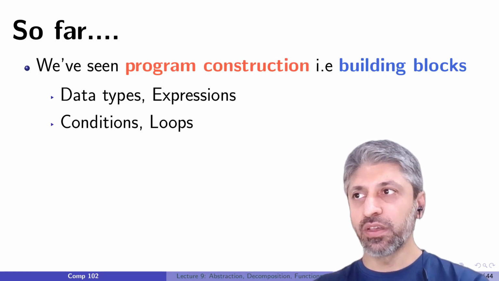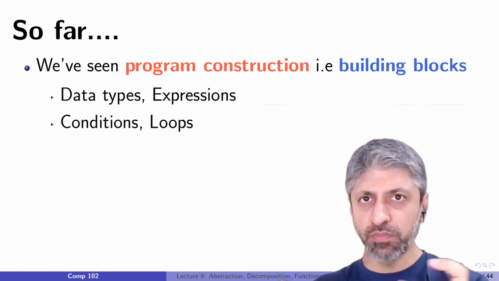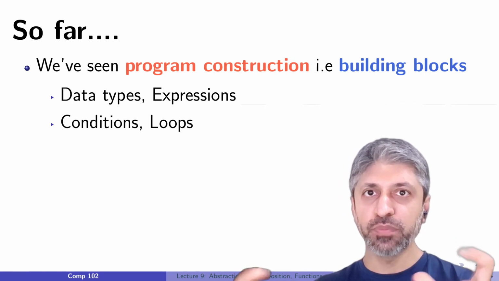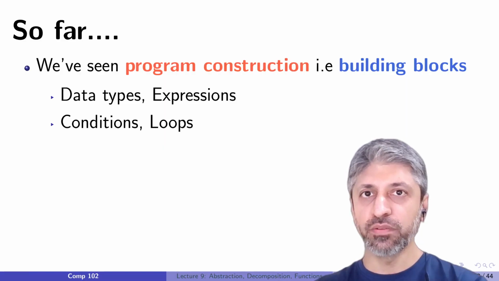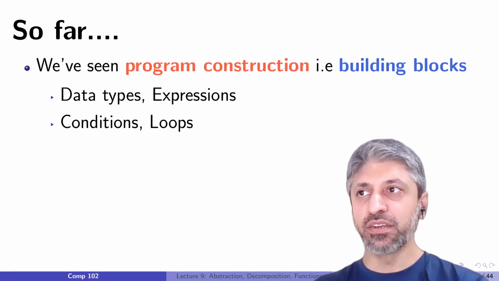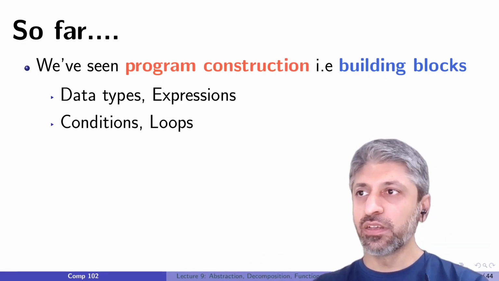For example, if you take data types, numbers for example, you can combine numbers to create expressions, and you can combine expressions to create larger expressions. So this is an example where you can combine different types of data to create larger data structures.